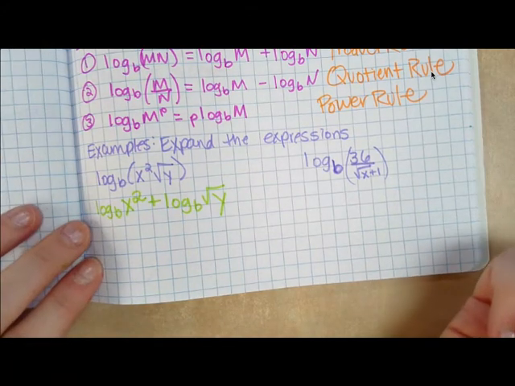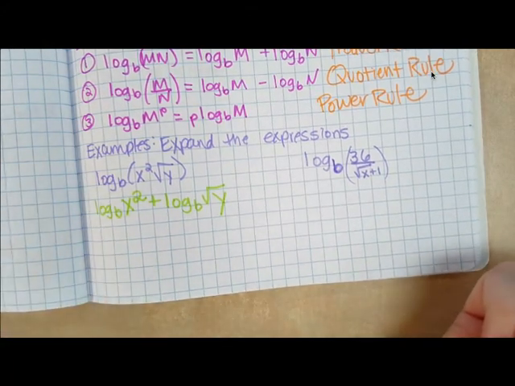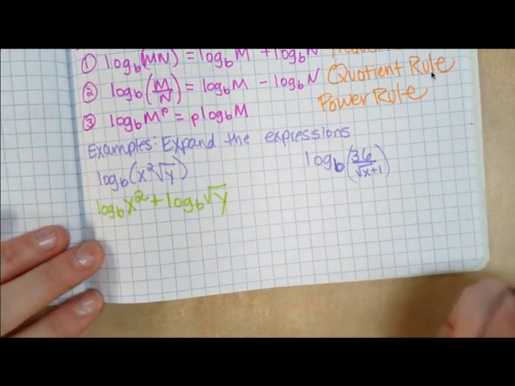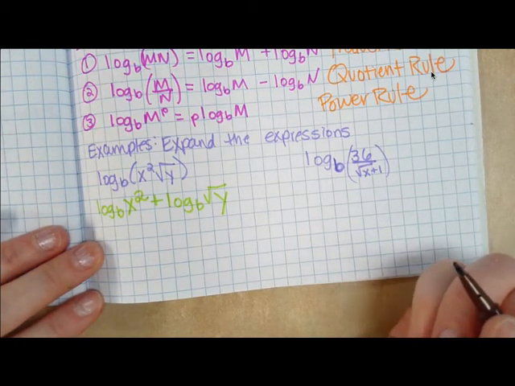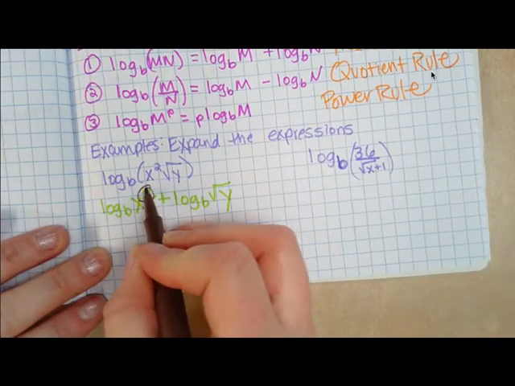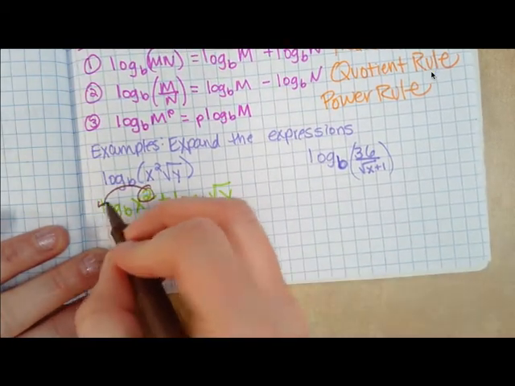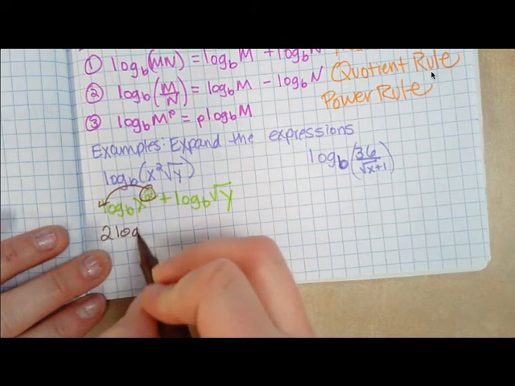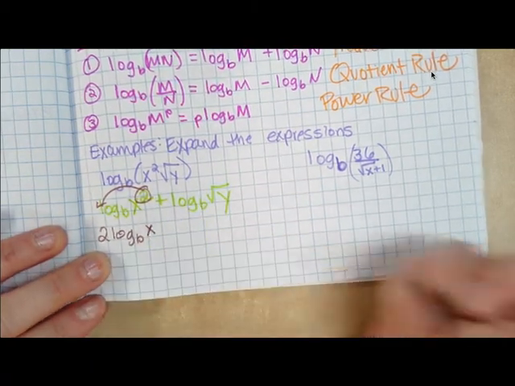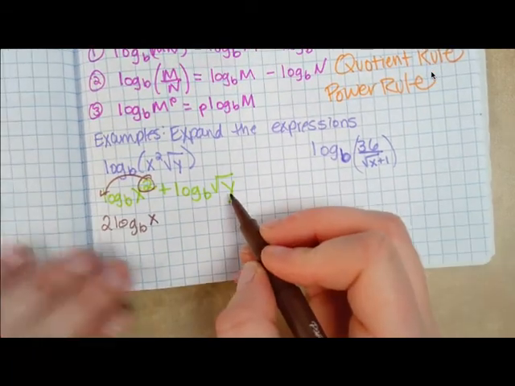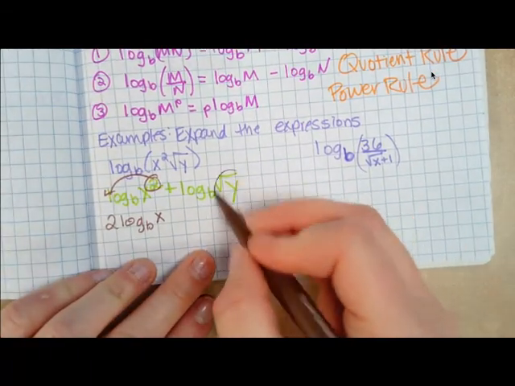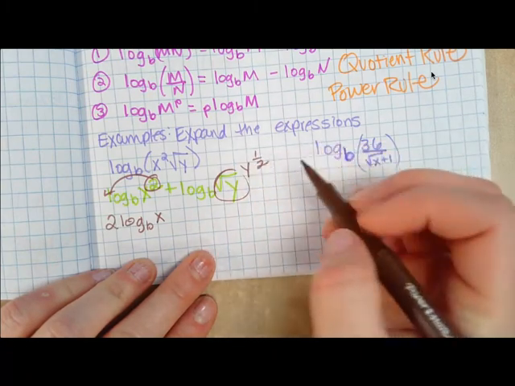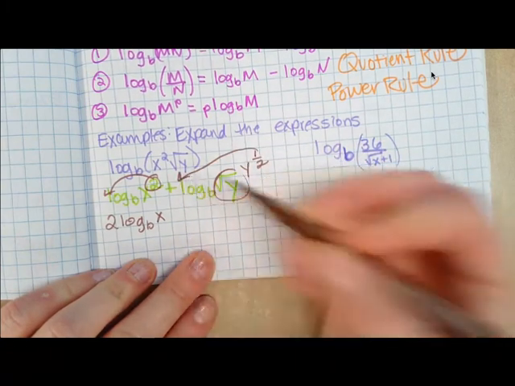Huh? What'd you say? Elena? Nothing? We can take this, right? So 2 log base b of x. But then what about this one? What should this be changed to? 1 to the half. There you go. See, you're just scared to say it.